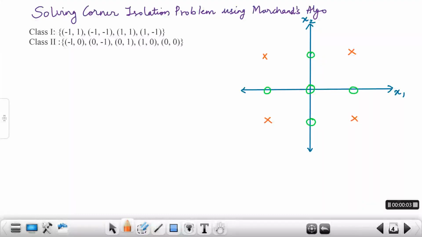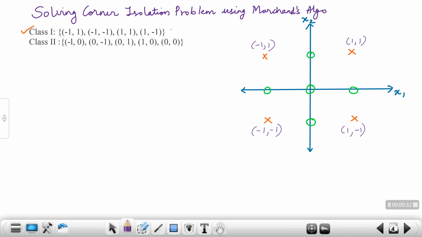Now we shall have a look at how to solve the corner isolation problem using Marchand's algorithm. The patterns from class 1 are indicated here: -1, -1, then -1, 1, 1, 1, and 1, -1 belonging to class 1. Now, how many patterns are there belonging to class 1?